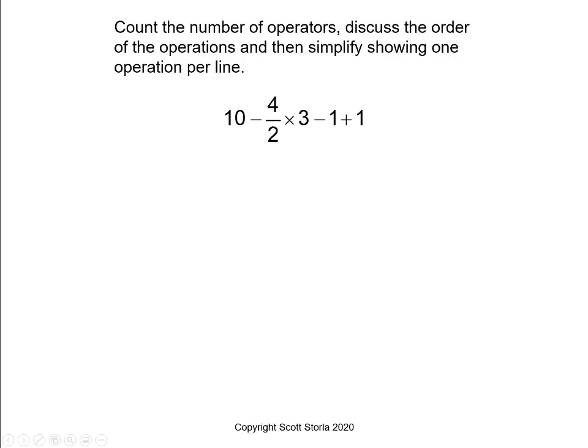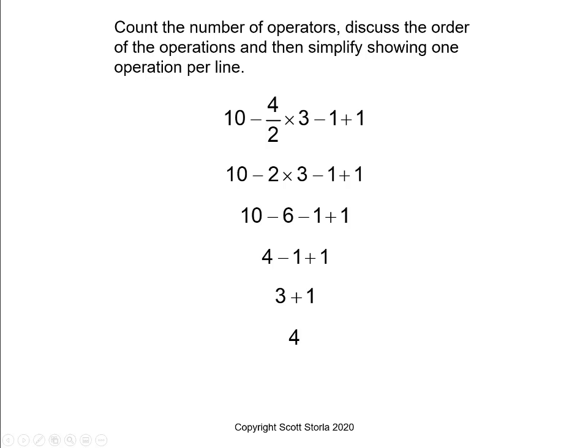4 divided by 2 is 2. 2 times 3 is 6. 10 minus 6 is 4. 4 minus 1 is 3. And then 3 plus 1 is 4.